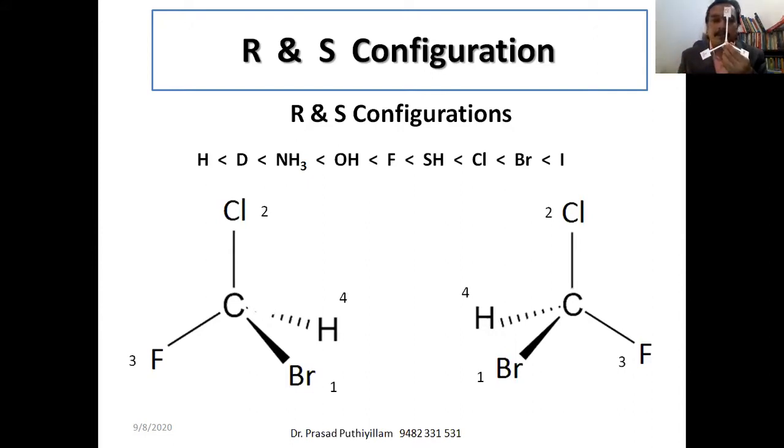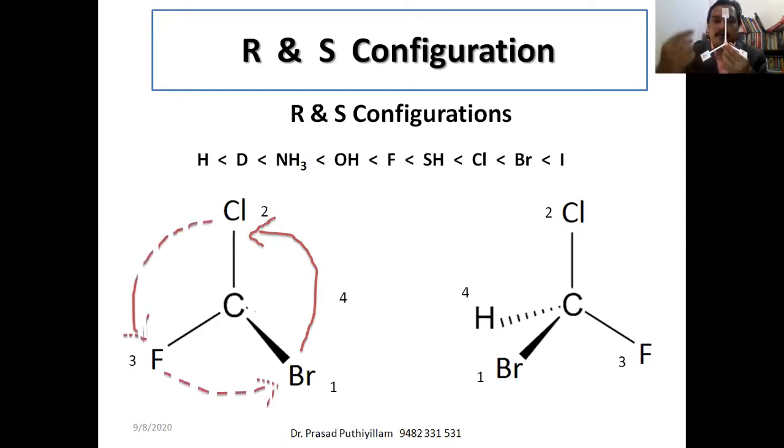So the hydrogen is kept away from the observer, and I'm hiding that hydrogen there. This is the priority order: bromine to chlorine, then fluorine, then back to bromine. So this is rotating on the screen towards the left side direction. Therefore, left means sinister, that is S-bromochlorofluoromethane. So the first molecule is the S configuration.